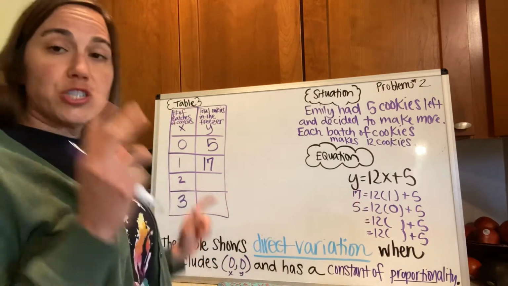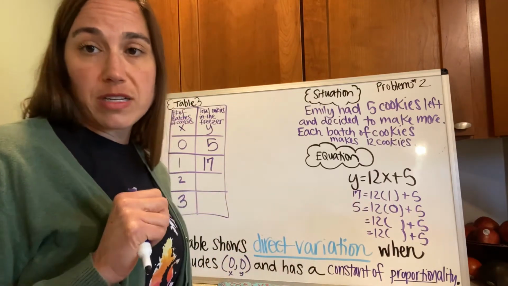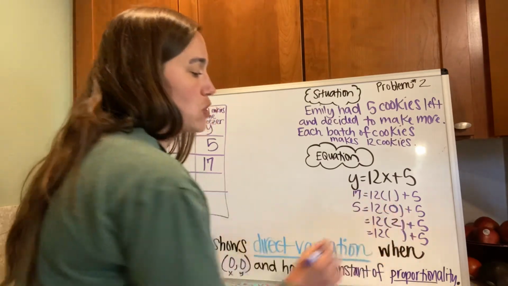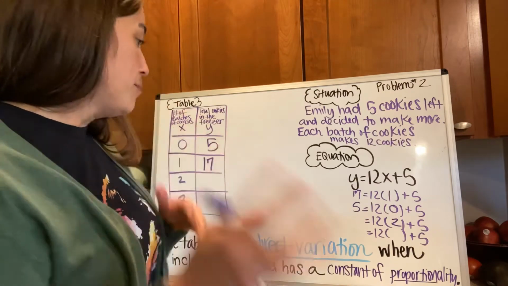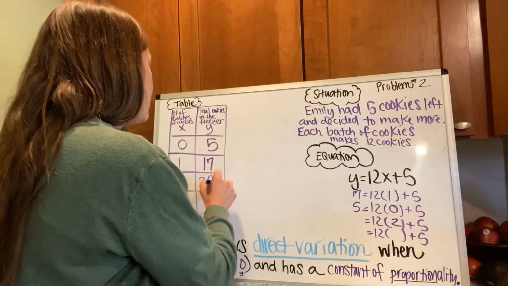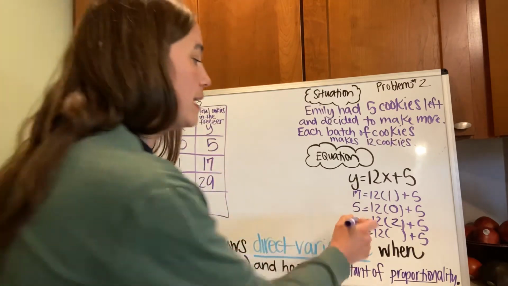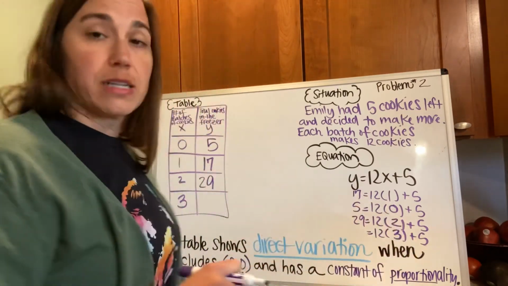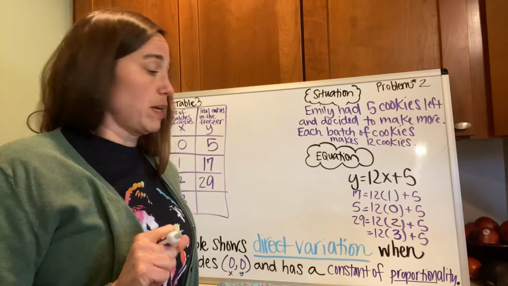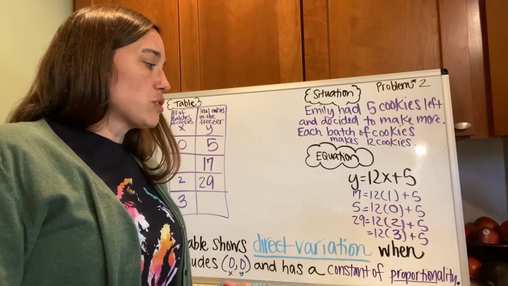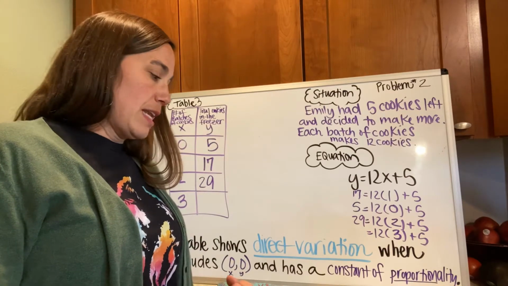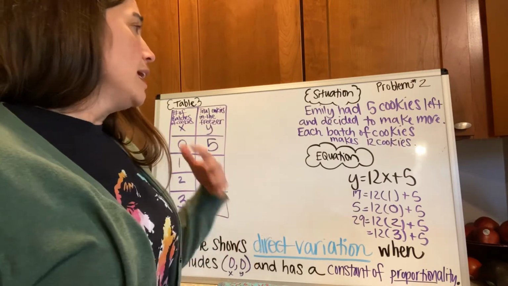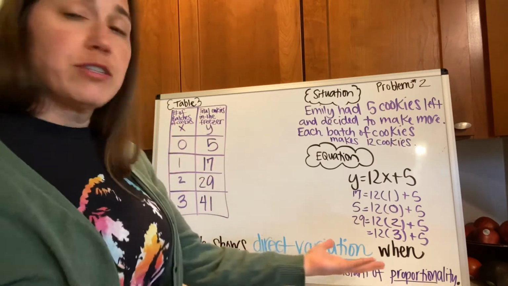Okay, so let's go to 2 batches. Let's say I really want to make sure I stock up my freezer. If I do 2 batches of cookies, that's 2 times 12, which is 24, plus 5, which is 29. And then let's go ahead and take care of the 3. So if I, let's say, wanted to make a lot of cookies, I was going to send some cookies off to college with my daughter, I would do 12 times 3, which is 36, and then add 5 to get 41.